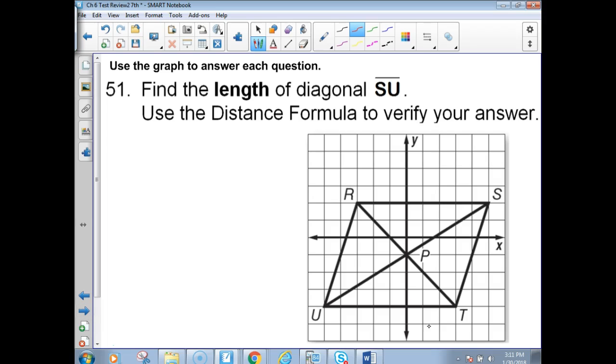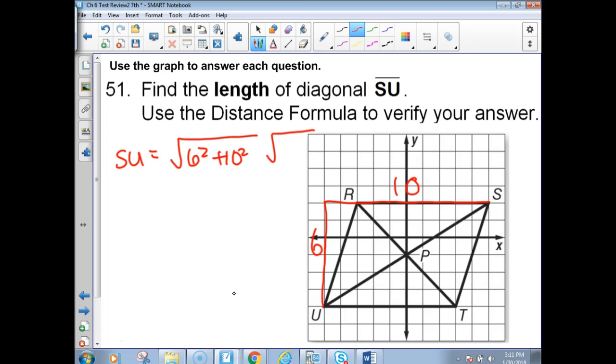Okay, we got 8 more. Find the length of diagonal SU. I'm going to do that by counting again. SU, you go up 1, 2, 3, 4, 5, 6, and right 1, 2, 3, 4, 5, 6, 7, 8, 9, 10. So the length of SU is the square root of... You can just do the Pythagorean theorem, 6 squared plus 10 squared. That gives me the square root of 136.